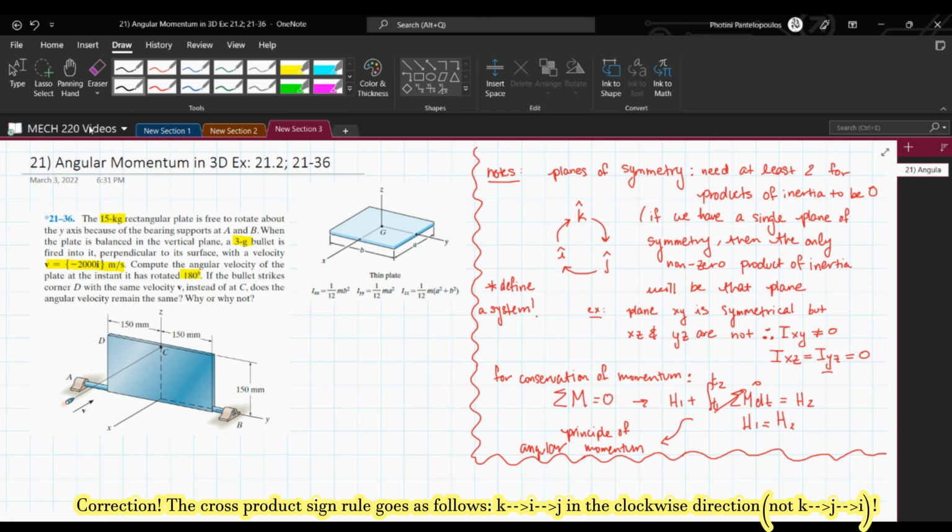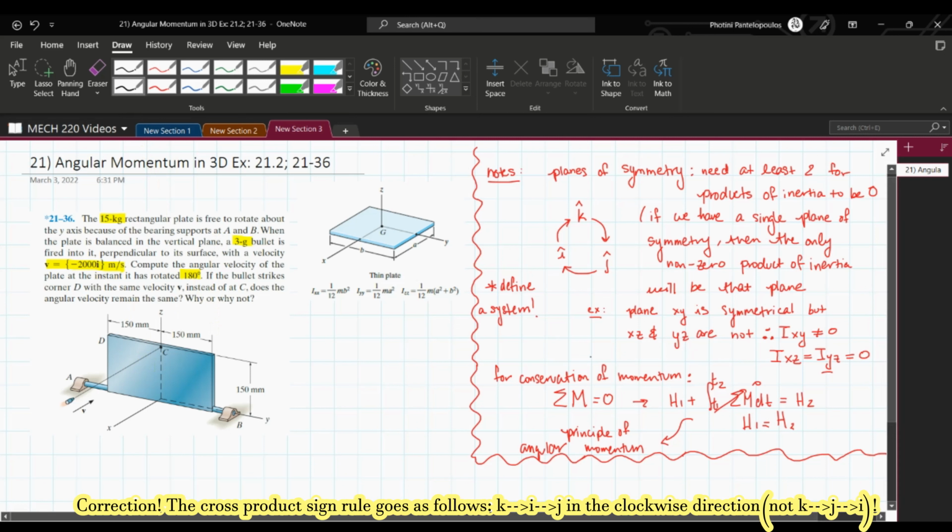So, as always, I wrote down some notes here that are relevant to this problem. The first one is about planes of symmetry. The rule is you need at least two planes of symmetry for products of inertia to be zero. This is important to take into consideration because when you're dealing with 3D, you're not only dealing with 3 moments of inertia, you're also dealing with 3 products of inertia. And because you're working in vector form, you would have to compute 6 different things. So doing this is not only correct, but it also simplifies your problem by a lot.